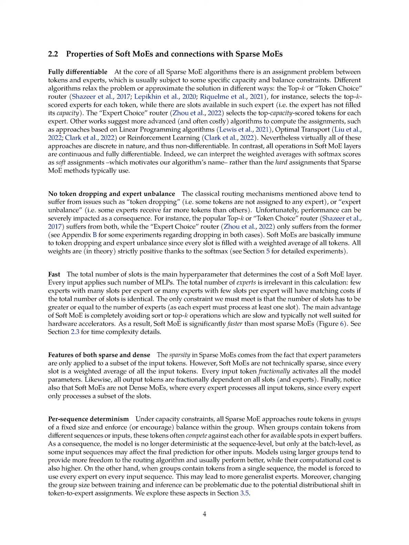Section summary. Sparse MoE algorithms involve an assignment problem between tokens and experts, with different algorithms relaxing or approximating the solution in various ways. Soft MoE layers, on the other hand, offer continuous and fully differentiable operations, using weighted averages with softmax scores as soft assignments instead of hard assignments. Soft MoEs also address issues like token dropping and expert unbalance, which can significantly impact performance in classical routing mechanisms.